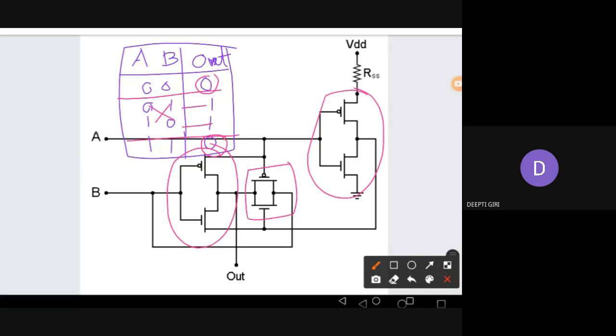And you can see in this one, the input to the PMOS is A, and the input to the NMOS is A bar, right? So either both the NMOS and PMOS are on, or both are off. Because PMOS is getting A, the NMOS control gate is A bar. If PMOS is getting 1, NMOS is getting 0. If PMOS is getting 0, NMOS is getting 1. So both have the same state together.